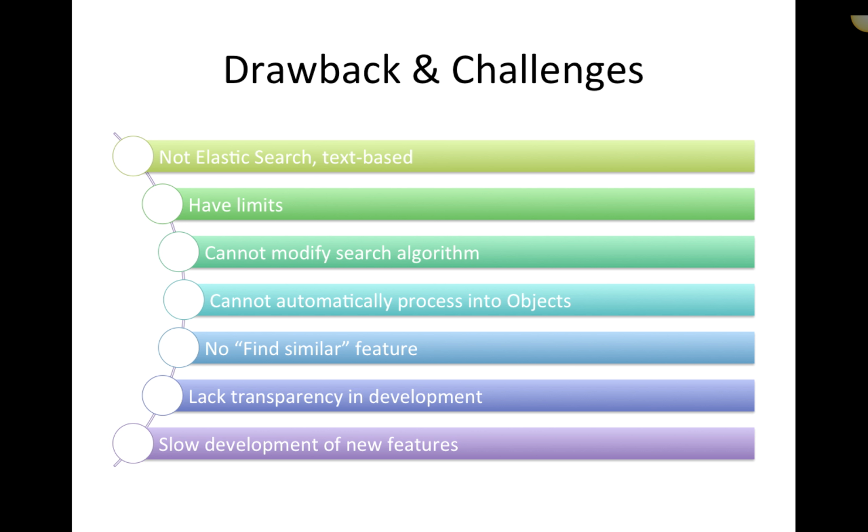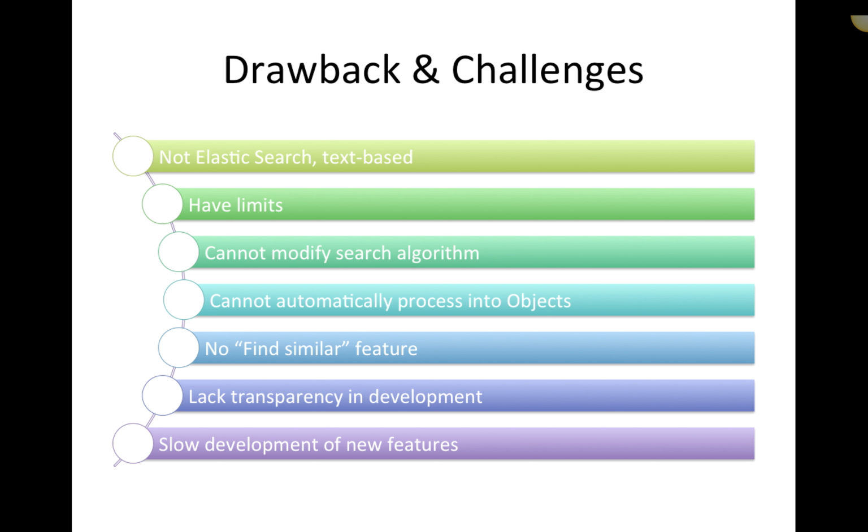Next, it's not without drawbacks and challenges. So this is not Elasticsearch. It's mainly text-based. There are limits such as how many results can be returned, the scope of search, and everything. You cannot modify its search algorithm. So that's all you have: the index and the files, and you cannot go and say I want it to be faster and I want to change the algorithm. It also doesn't return anything other than JSON and XML, so you can't really have it return objects to you.